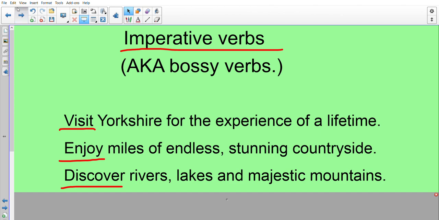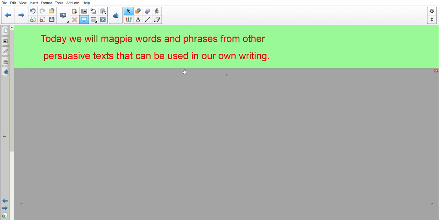Right, so today we're going to magpie words and phrases from other persuasive texts that can be used in our own writing. Next week, we'll be writing a persuasive text persuading somebody to visit Greece. So today we're going to read some texts and they won't be about Greece, but they'll still have language that we could use in a text about visiting Greece.